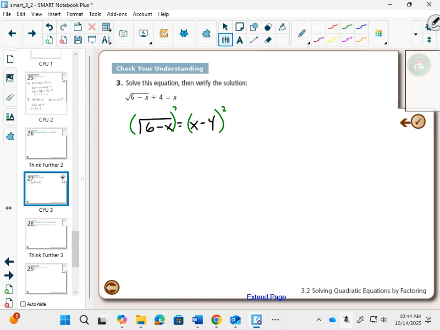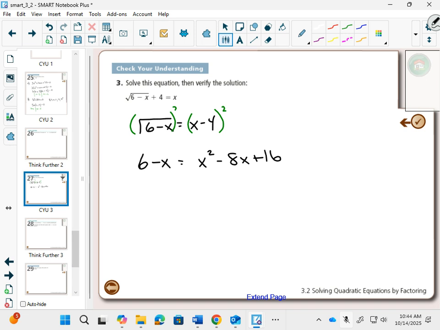When I square a square root, that will just become 6 minus x, and when I square this side, I'm going to have to FOIL it out. It's going to give me x squared minus 8x plus 16. So we notice a square root equation. We remember from our last unit that you can solve a square root equation by isolating the square root and then squaring it. Once we've done this, we get a quadratic equation, an equation with an x squared.